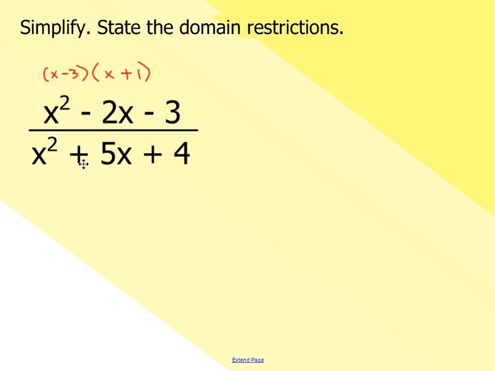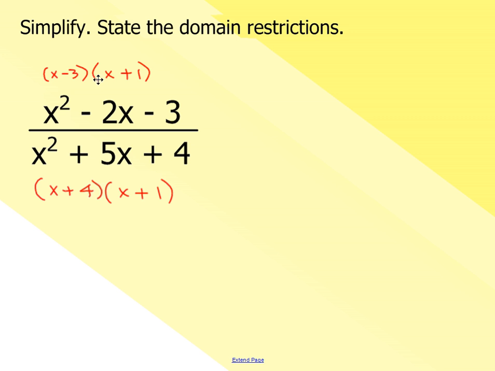So now I need to factor the denominator. This one is going to factor into x plus 4 and x plus 1. If you are struggling with factoring, you definitely need to come in and get help on this. You will not survive this chapter if you cannot factor. So my next step after I've factored everything is I want to cancel out all of the factors that are the same on the top and the bottom.